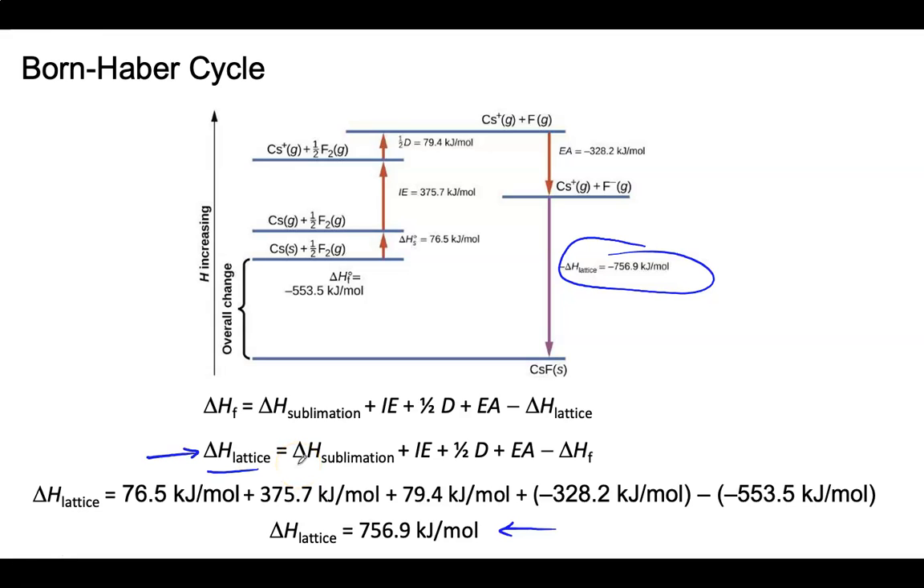It's not measurable. We have to find another route. So we know the heat of formation of our compound, and we just follow this all the way around. And we equate the two. We equate this with this, and we just put the numbers in and do the math. Okay, that's the Born-Haber cycle. It's the cycle showing each of the steps by which an ionic compound is formed.